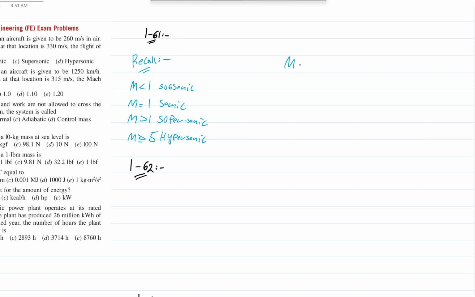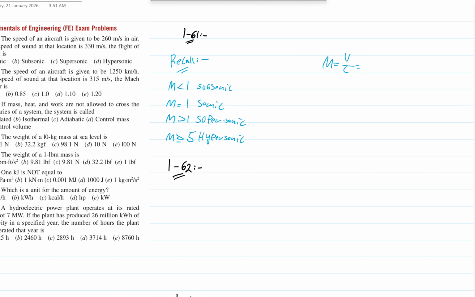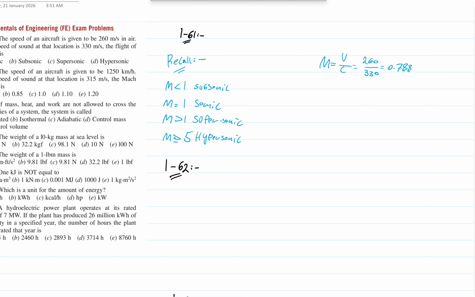So let's just find that out. I know that the Mach number is equal to the velocity over the speed of sound. So this is going to be 260. This is going to be 330. Finding that out will give us 0.788. All right. So let's just see. Is this less than 1 or is this greater than 1? Let's just compare the numbers. Therefore, it's going to be subsonic. Subsonic. All right.